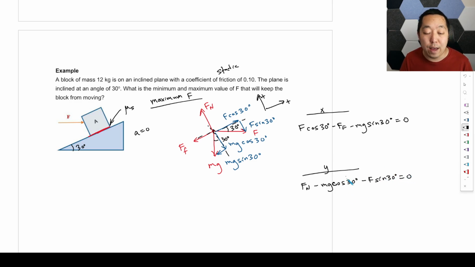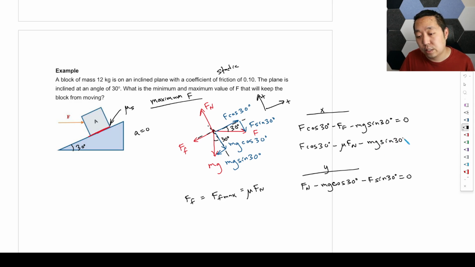Now I'm trying to figure out what F is. In this case, the friction is equal to the maximum static friction because it's the maximum F I can apply. So we want the friction to be at its maximum, right? Because that's what's preventing it from going up. That's equal to mu times the normal force. So we can replace the frictional force with minus mu Fn minus mg sine 30 degrees equals 0.